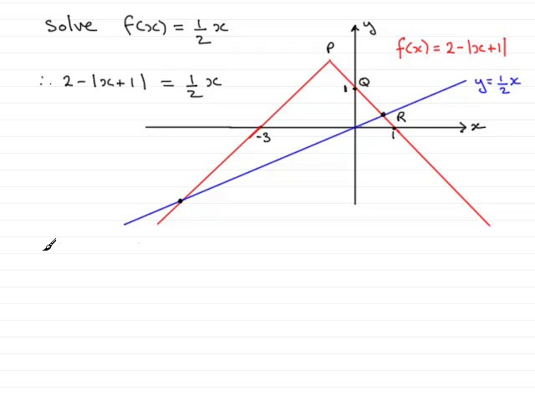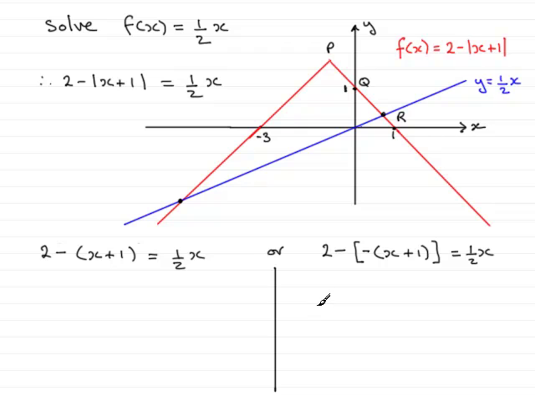So we can either have that 2 minus simply x plus 1 equals a half x, or we could have 2 minus, and the x plus 1 inside the mod could be a negative value, so it could be minus (x plus 1), and that could equal a half x. So we have 2 possible situations. What we'll do is deal with each separately.